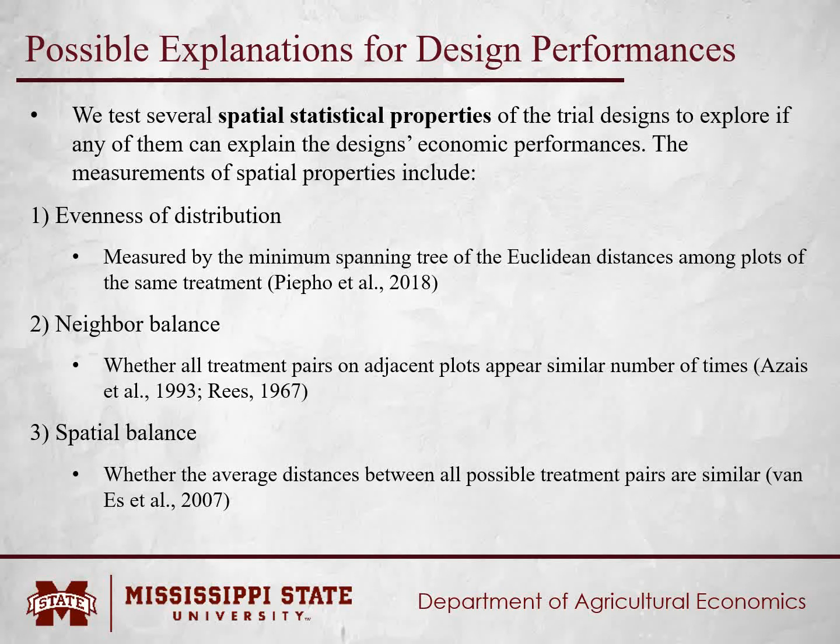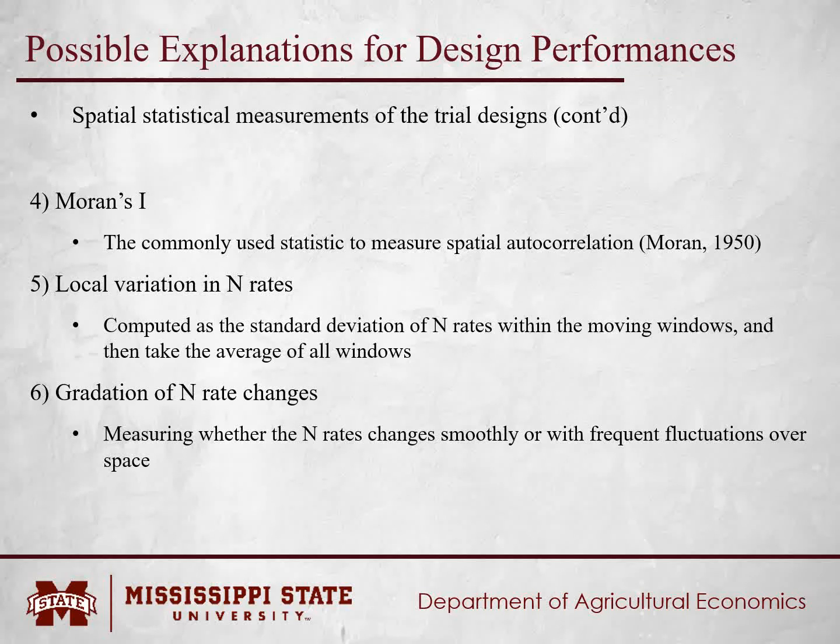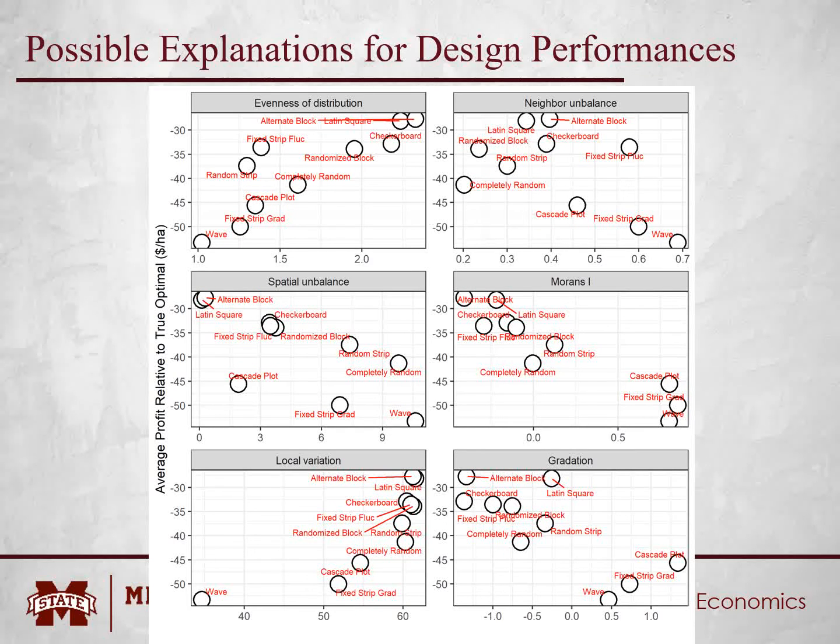We also attempt to explain the economic performance using the spatial statistical properties of the trial designs. They include the evenness of distribution, neighbor balance, spatial balance, Moran's I, local variation in nitrogen rate, and the gradation of nitrogen rate changes. The spatial statistical measurements seem to partly explain the economic performances.